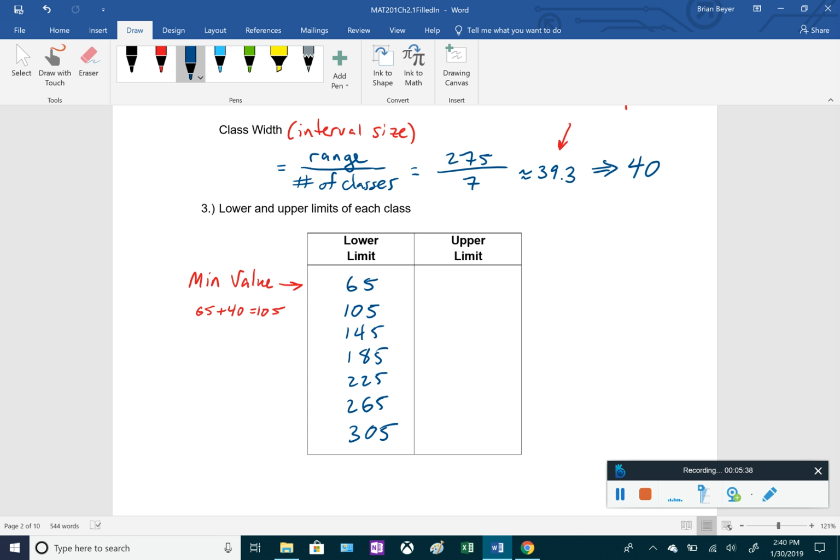The upper limits for each one of these classes, since they cannot overlap, it's not going to go 65 to 105 and then 105 to 145. It's going to go 65 to 1 less from the next lower limit. So the next lower limit was 105, so it's going to be 65 to 104. So I'll make a note here, it's 1 less than the next lower limit.